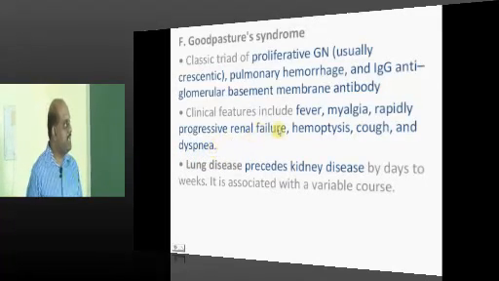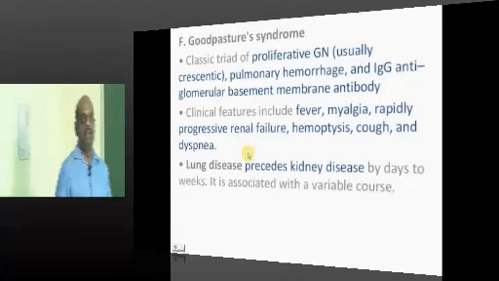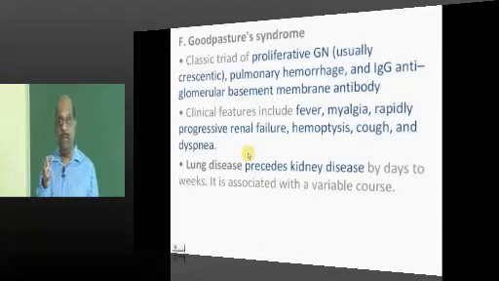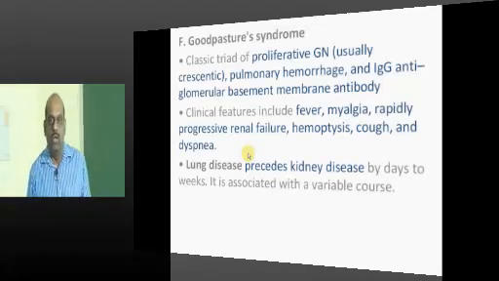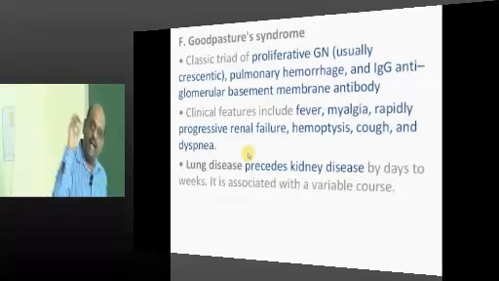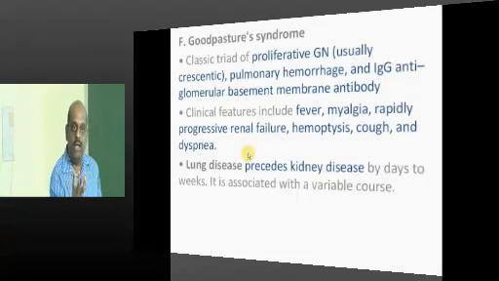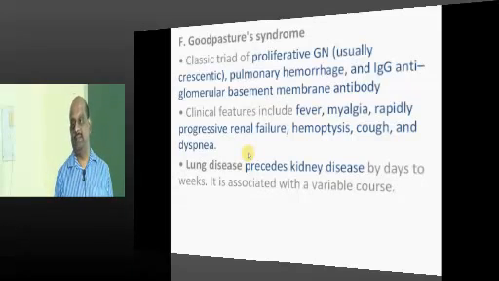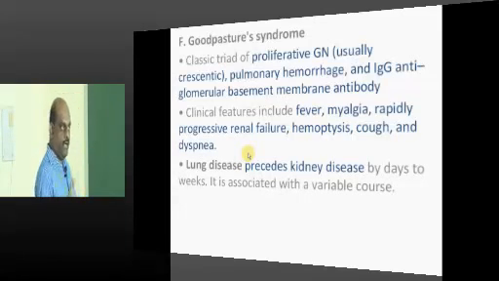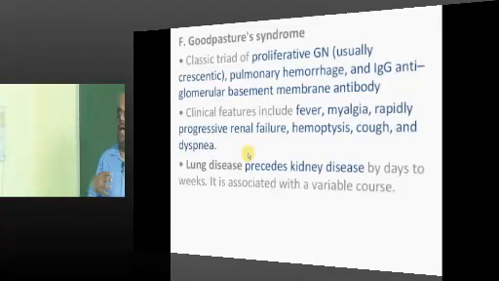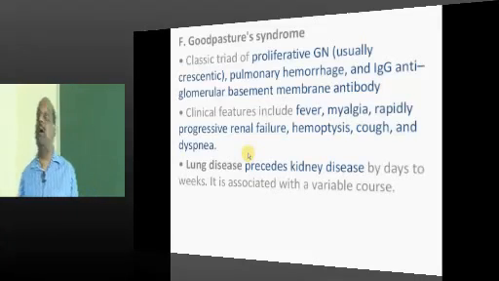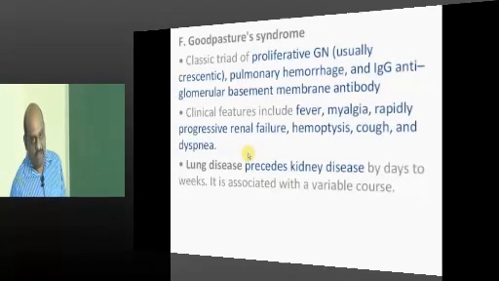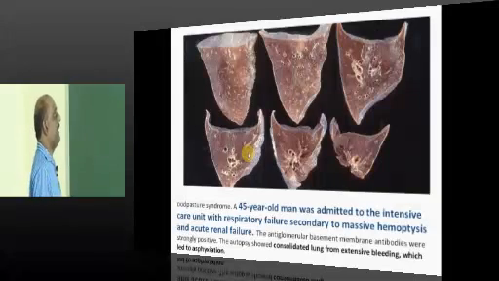Why is there a cough, dyspnea, hemoptysis in these people? Because you know that the alveolar capillary membrane has got a basement membrane. So these anti-GBM antibodies will attack even there, and that leads to alveolar hemorrhages, which lead to development of hemoptysis, dyspnea, etc., etc. Generally, the dyspnea, cough and lung manifestations, hemoptysis, they precede the renal manifestations of hematuria and renal failure in the case of Goodpasture.